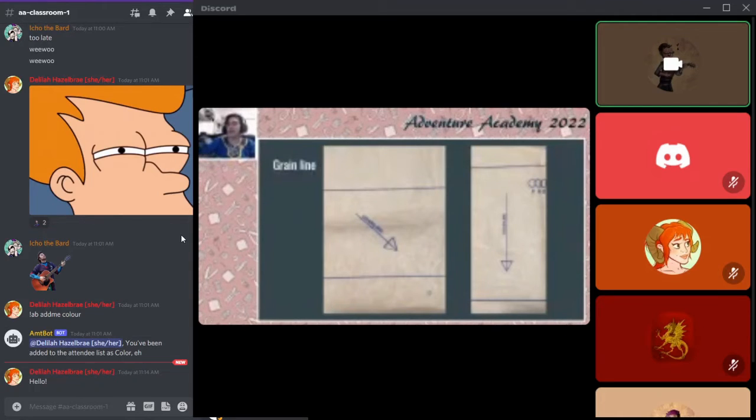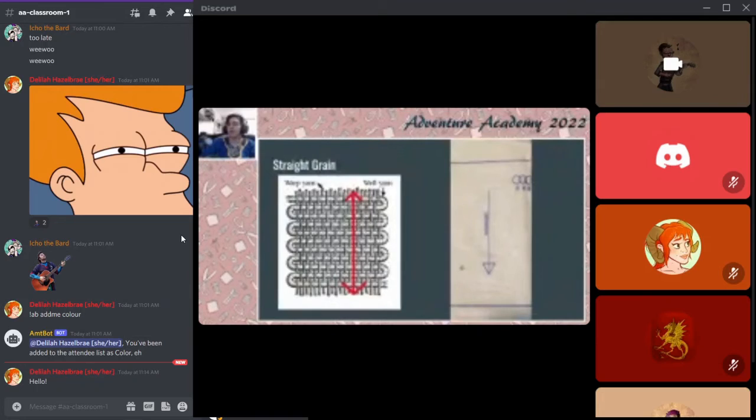Fabric itself has 3 different grain directions. Grain just refers to the direction of the threads in the fabric. So most of the time, the grain line on your pattern pieces are going to be straight. That means that your pattern piece should be running along the warp threads. So that's these going up and down, parallel to the selvage here. Regardless of if you're using woven or knit, these straight grain lines are going to be parallel to your selvage.